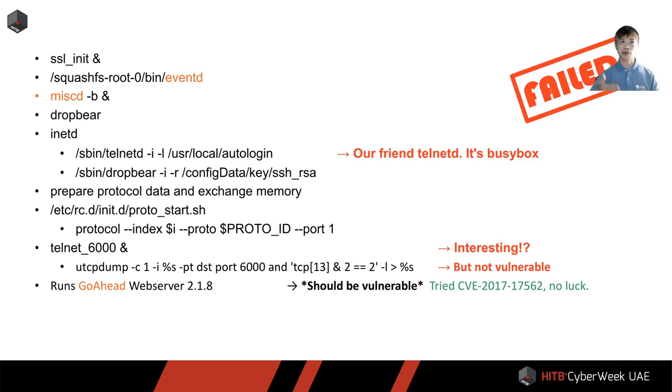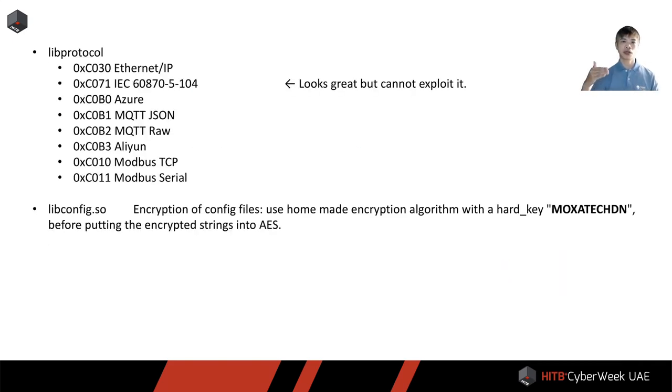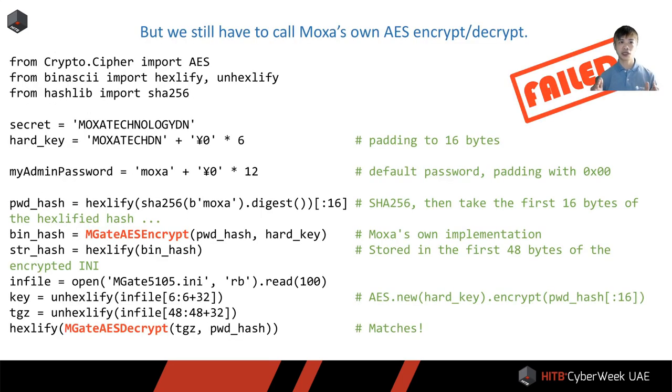We have studied a little bit about the protocol, and we have found one undocumented protocol supported or not supported by this protocol gateway, but we cannot exploit it. And we have found two hard-coded keys in libconfig.so. The first key is MoxaTechnologyDN, and the second key is MoxaTechDN. Actually, the second key is used in the procedure of encrypting the password hashes.